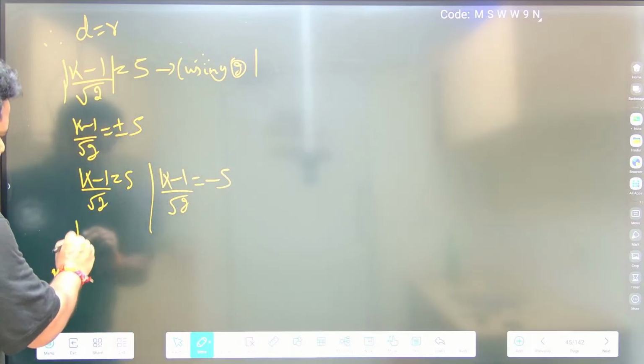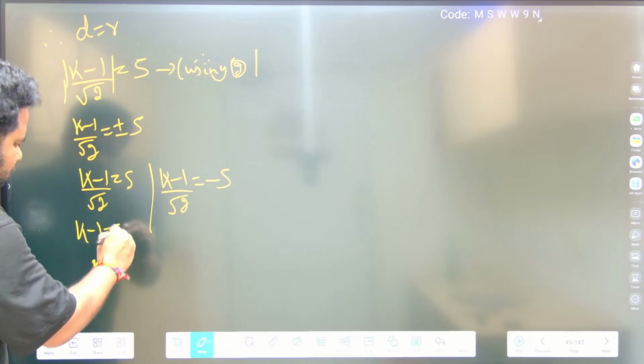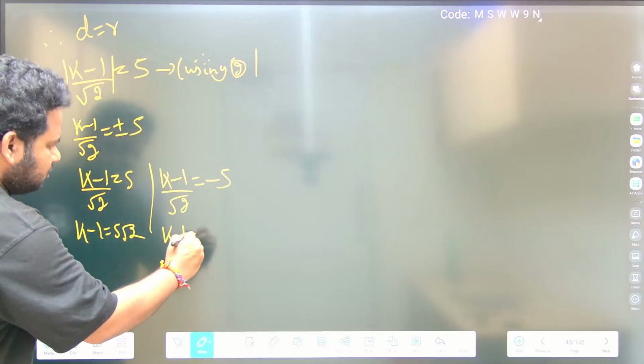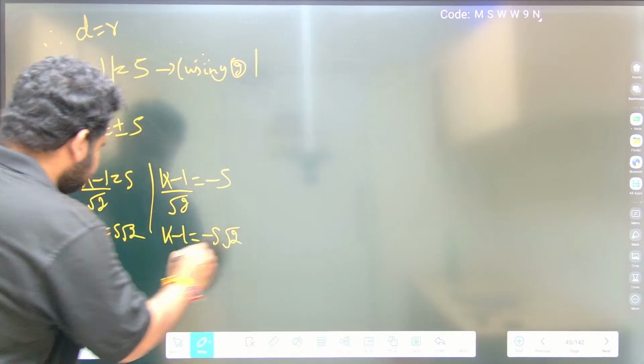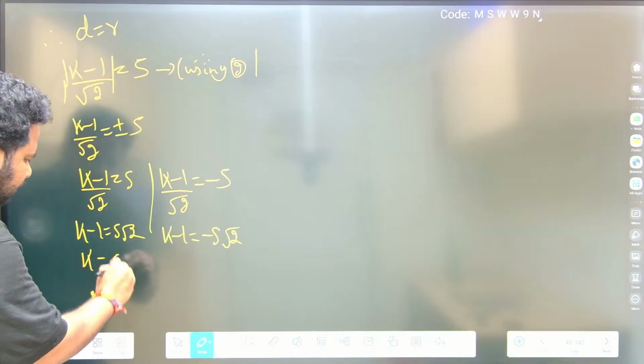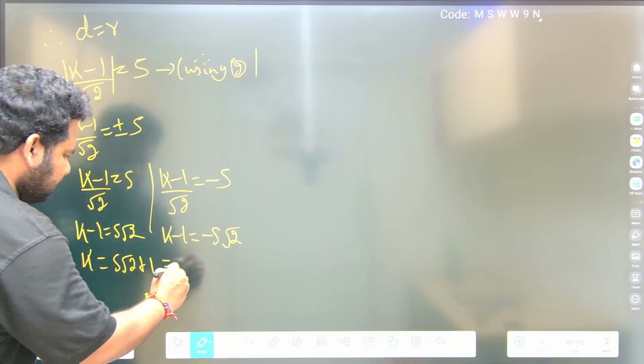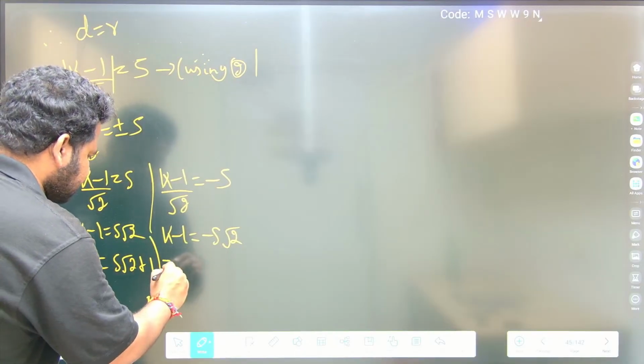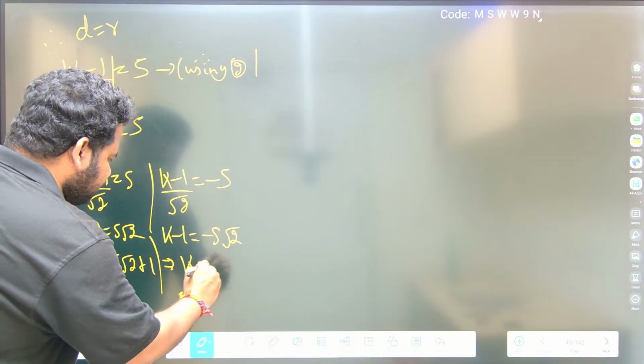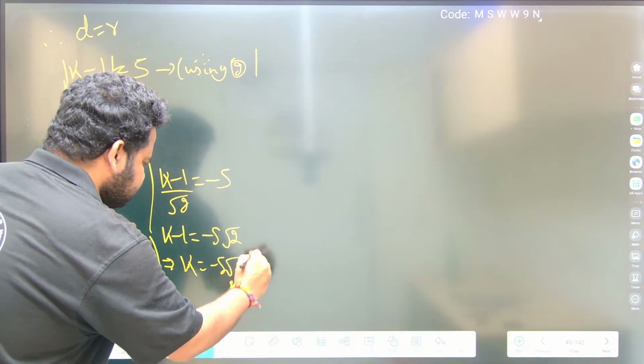So this will be what? k minus 1 is equal to 5 root 2. This will be k minus 1 is equal to minus 5 root 2. So k will be equal to what, friends? 5 root 2 plus 1. Here the k value will be equal to minus 5 root 2 plus 1. This is what I'll have.